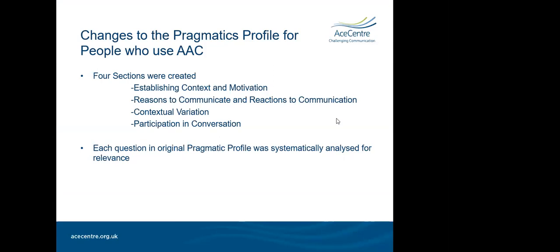So we looked at the original profile and then systematically analysed it for relevance to what we needed it for. And we created 4 new sections or 4 revised sections: establishing context and motivation, reasons to communicate and reactions to communication, some contextual variation, and then participation in conversation. So we took each of those sections and looked at the relevant questions within those sections, and then we adapted each of the prompts and probes for each of those questions to make them more appropriate and more relevant.